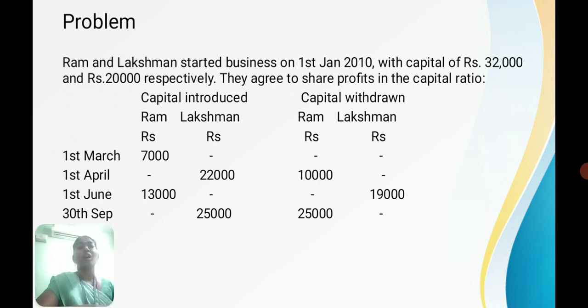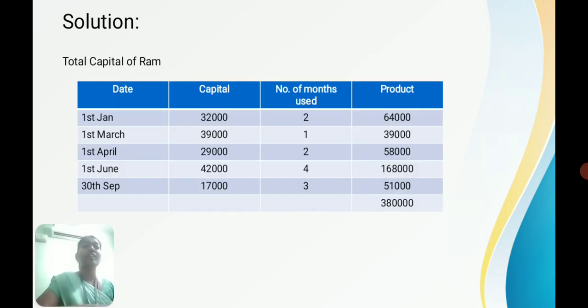After that, on 1st March, 1st April, 1st June and 30th September, they have introduced some amount or withdrawn some amount. So from this much confusion, how can we calculate the capital ratio of Ram and Lakshman? First of all, we have to calculate the capital of Ram, then the capital of Lakshman. So first, capital of Ram.